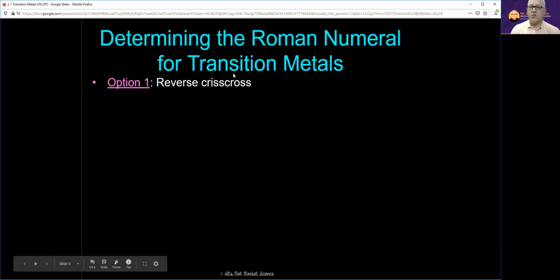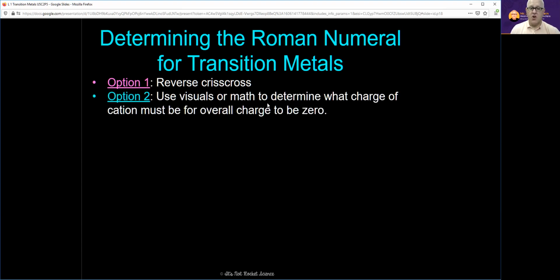Now, how do we determine the Roman numeral for the transition metals? Well, we can use a reverse crisscross, that's an option. Or we can use visuals or math to determine what charge the cation must be for the overall charge to be 0. Regardless of the option you prefer, always double check it.